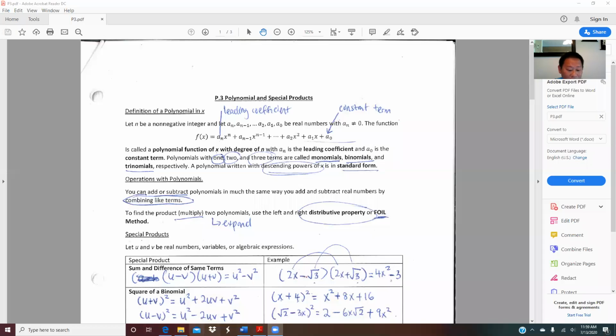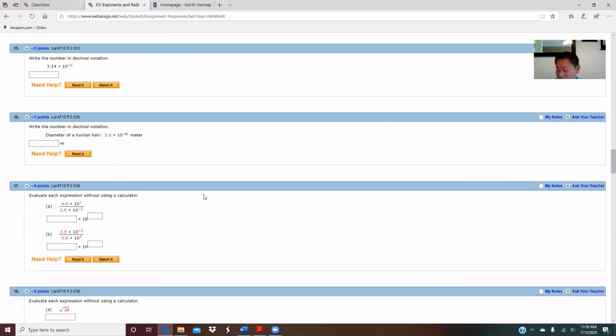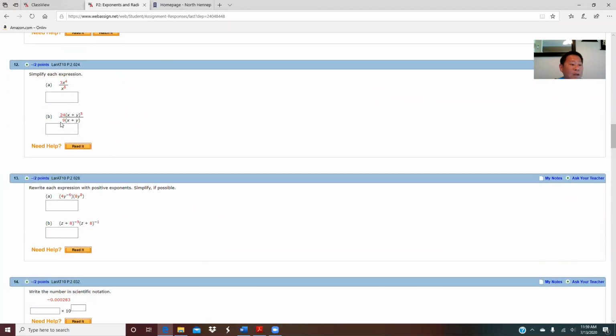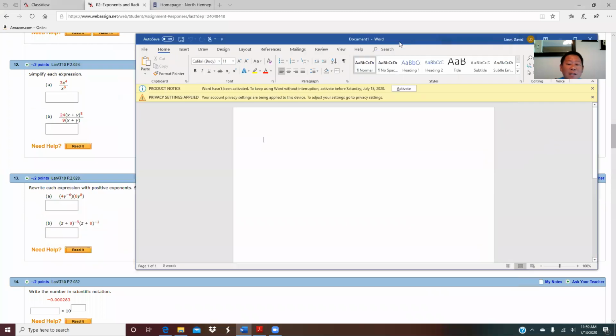All right, so let's take a look at your online homework here. Question number 12B. How do we do question 12B? Since there is division, you have to divide. This is P2, question 12B. When you divide numbers, you have to divide or reduce.